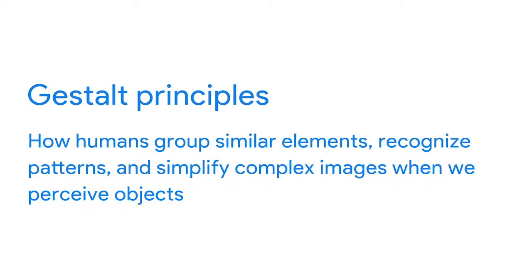Gestalt principles describe how humans group similar elements, recognize patterns, and simplify complex images when we perceive objects. You can use the principles to organize content on apps and websites so it's visually pleasing and easier to understand. Basically, humans naturally notice the whole of something before noticing the parts. Gestalt principles got their name from the word Gestalt, which is a German word that means shape or form.